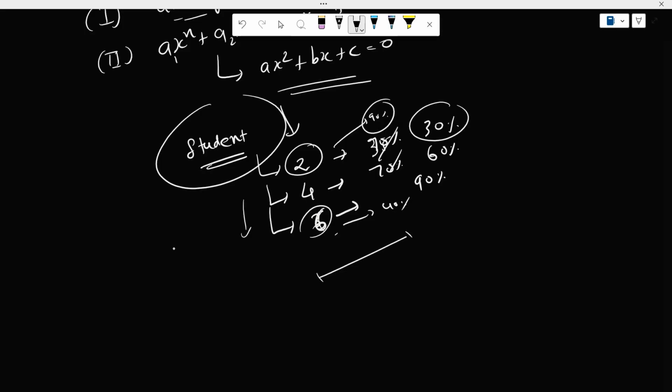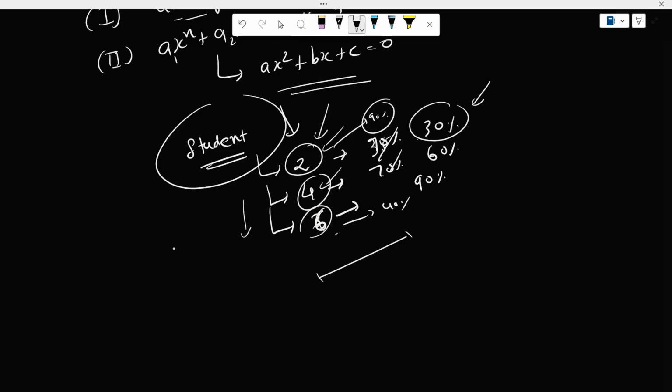What is the independent variable here? This is the number of hours, which is an independent variable which can take any value, and this is the marks, 30% marks, 60% marks. So these are the dependent variables. These are dependent on the number of hours you study, right? So these students who are getting 30%, 60%, 90% marks, their marks are dependent on the number of hours they study.